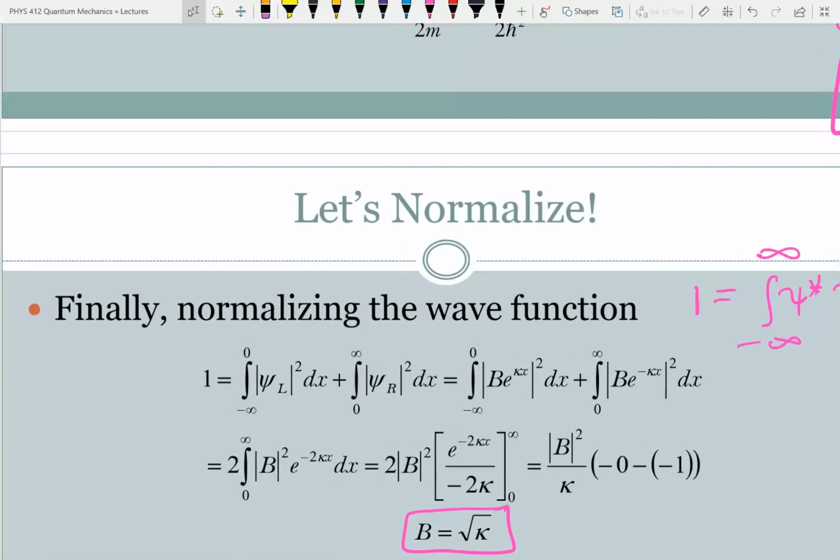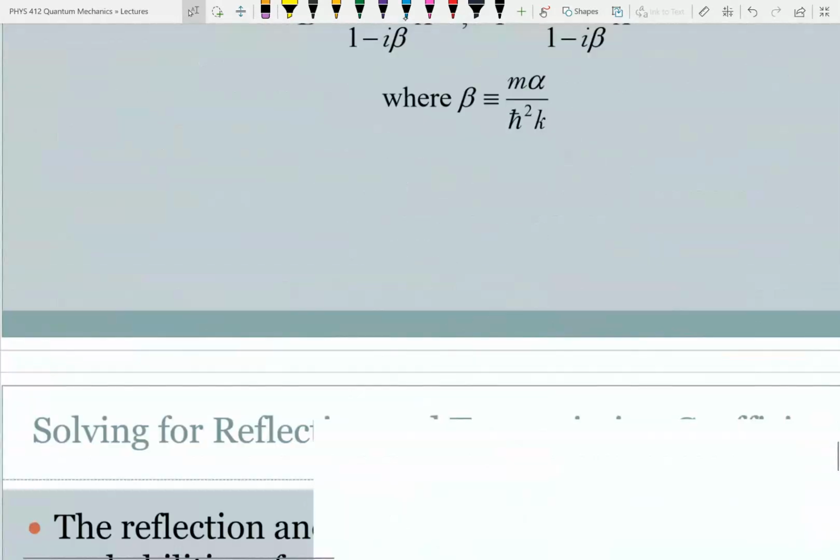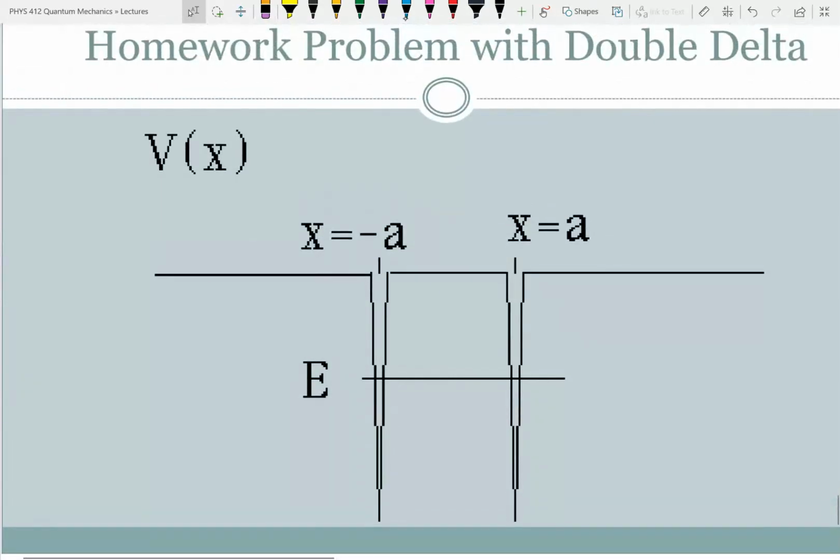No. Okay, I'm going to jump to the last slide and then come back, because the last slide is looking at our homework problem with the double delta function. So here we have two delta functions, one at x equals minus a and one at x equals plus a. You're solving it for energy negative.